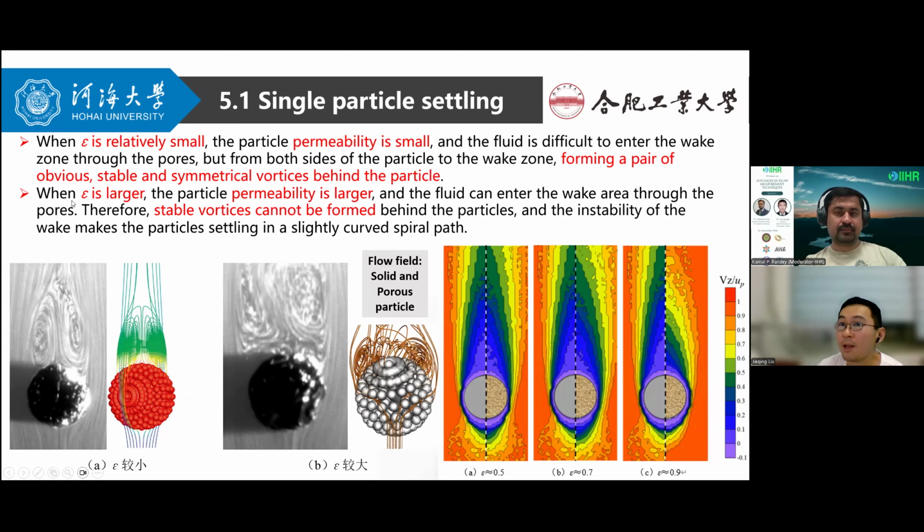Then, when the porosity is larger, the particle permeability is large, and the fluid can enter the weak zone through the pores. Therefore, stable vortices cannot form behind the particles, and instead the wake makes the particle settle in a slightly curved spiral path.